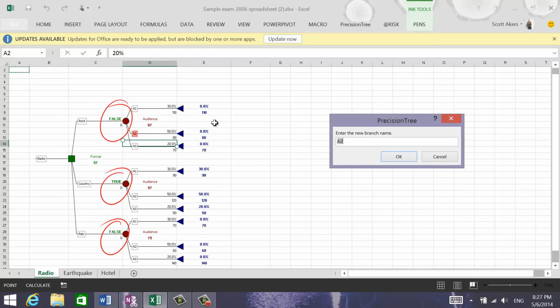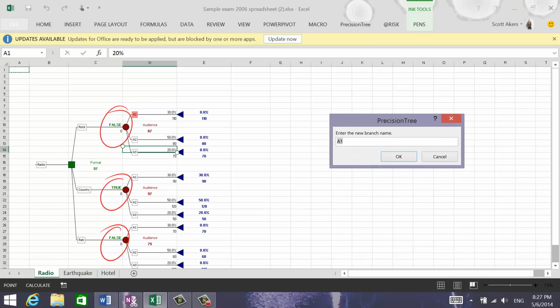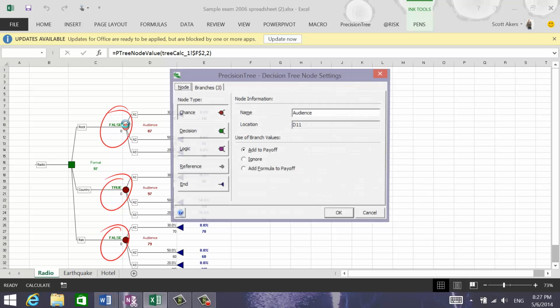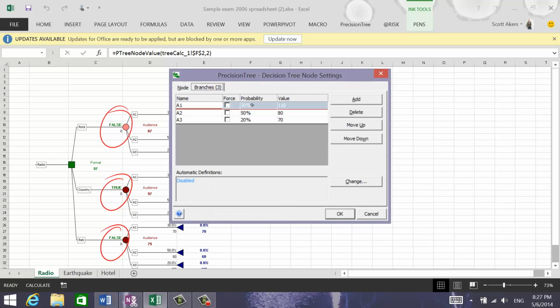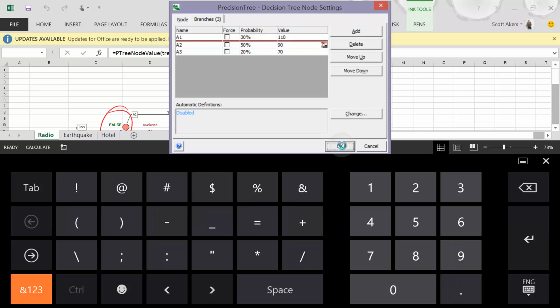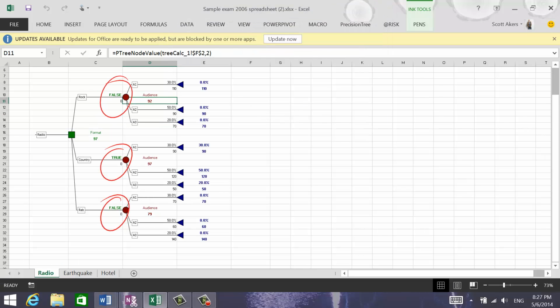Good catch, Clay. So to edit, by the way, everybody, you go to the little red node, click the red node, go to branches, and then you click here, and you change this to 90. And you click change. Yeah, and then you click OK, and it'll update it. So we've got our 90 back.